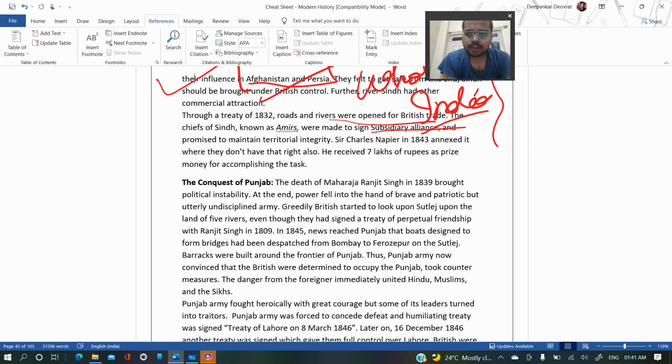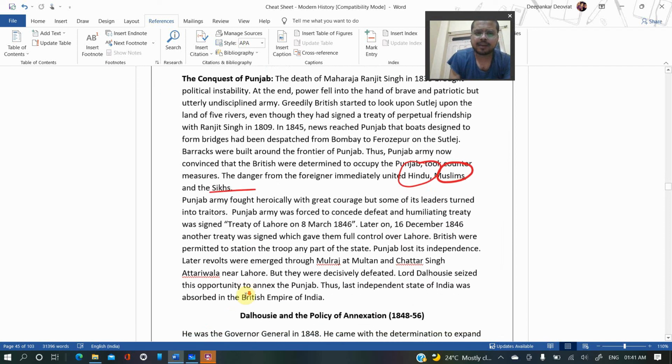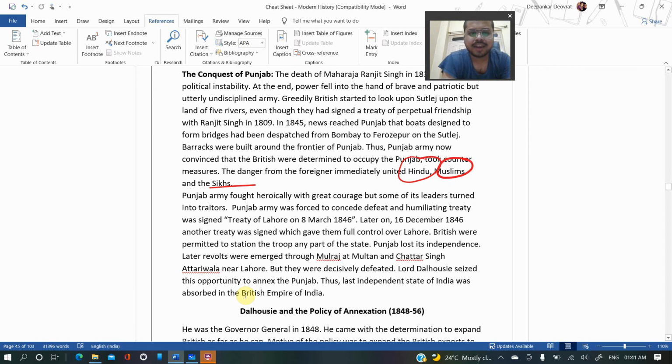So during the conquest of Punjab, the Hindus, Muslims, and Sikhs all were united. The Punjab army fought heroically with great courage. But what happened? There were some traitors behind who joined hands with the British. The Punjab army was forced to concede defeat, and a humiliating treaty was signed, the Treaty of Lahore, on 8 March 1846. Later, on 16 December 1846, another treaty was signed which gave them full control over the Lahore region. So the British were permitted to station their troops in any part of the state.